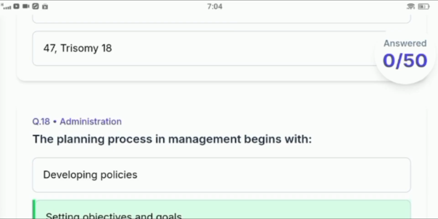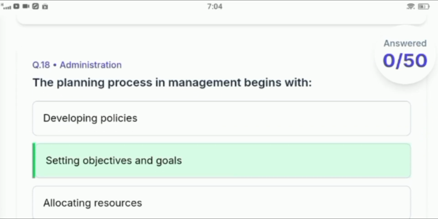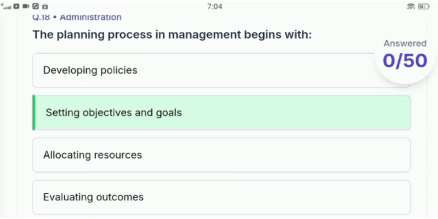18. Administration. The planning process in management begins with option A developing policies, B setting objectives and goals, C allocating resources, and D evaluating outcomes. So the correct answer is B, setting objectives and goals.